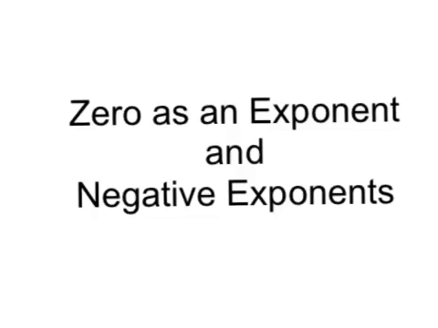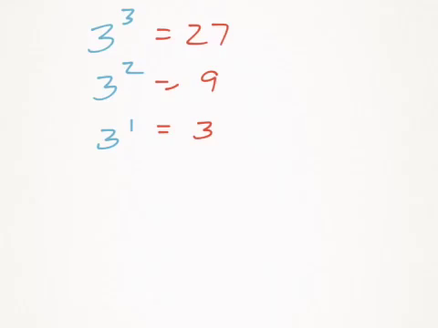This video is on zeros and negative exponents. Remember from our last video we talked about exponents. In this example we have a base 3 and an exponent 3. When we evaluate that, it would be 3 times 3 times 3, which equals 27. As we continue down, we have 3 to the second power, which equals 9, and 3 to the first power equals 3.